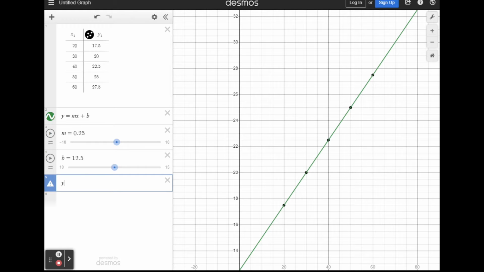Like I said before, I'm a paranoid little boy. My slope is going to be 0.25x plus 12.5. Watch it turn green, or watch it turn purple. I'm so bad at colors.